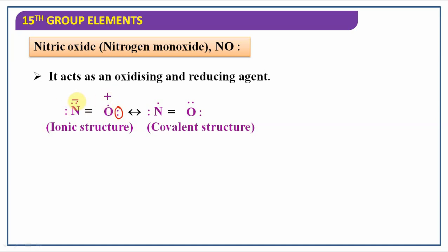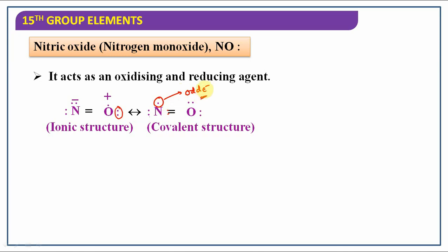Or else you can write it as N double bond O. Oxygen is retaining its lone pair and nitrogen is having only one electron. Generally nitrogen has 5 valence electrons: 1, 2, and here 3, and here 4, and here 5. Due to the presence of this odd electron, it is paramagnetic in nature. Hope you understand the point.